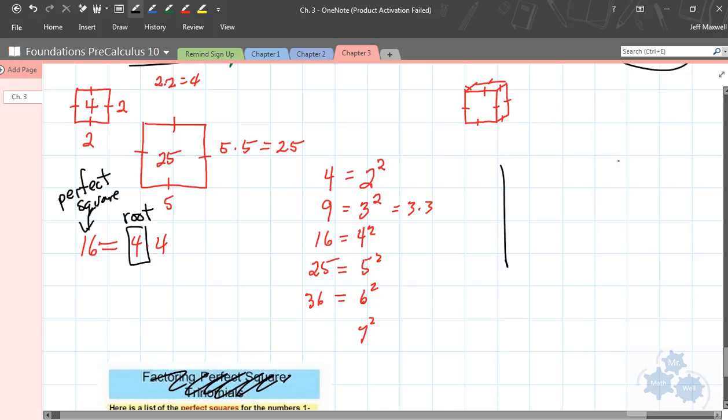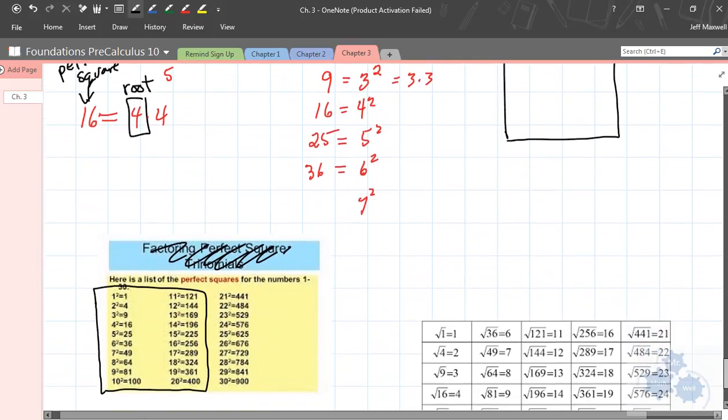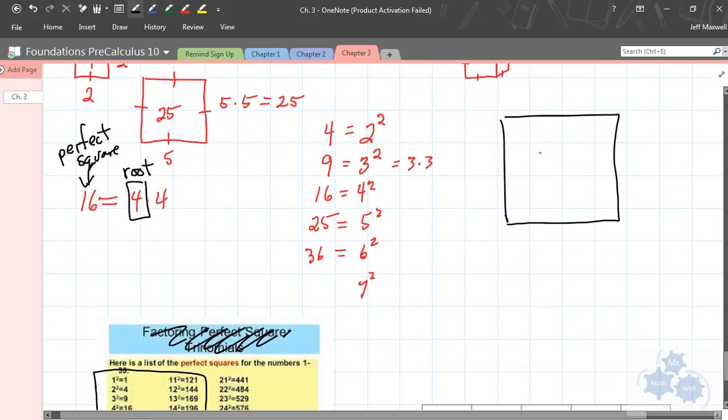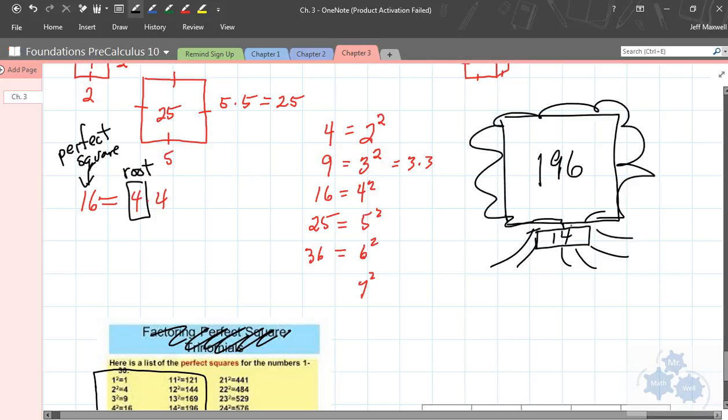All right. So if we draw a square like that, and you think about, let's say we have this, 196. The square root of this would be the length of one of the sides of the square, the root. And so 14 is the root. If you think about this, here's the roots here. And of course, this is a nice bushy tree, right? There you go. 14 is the root, okay?